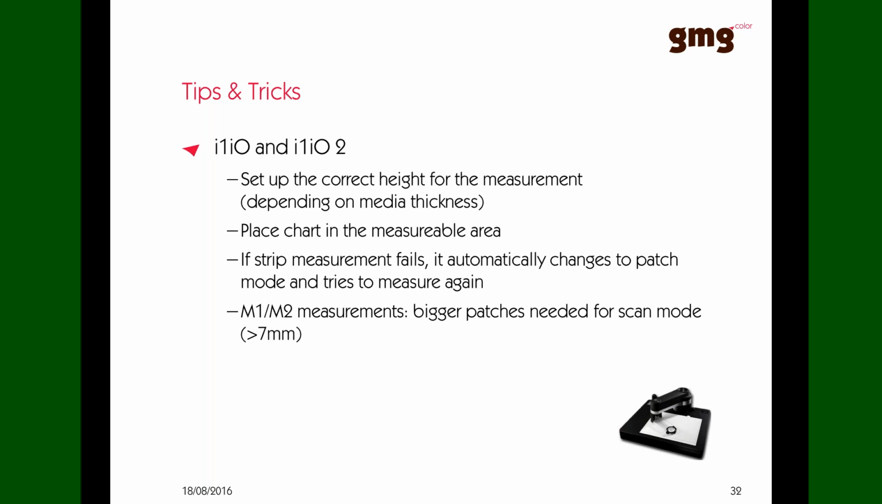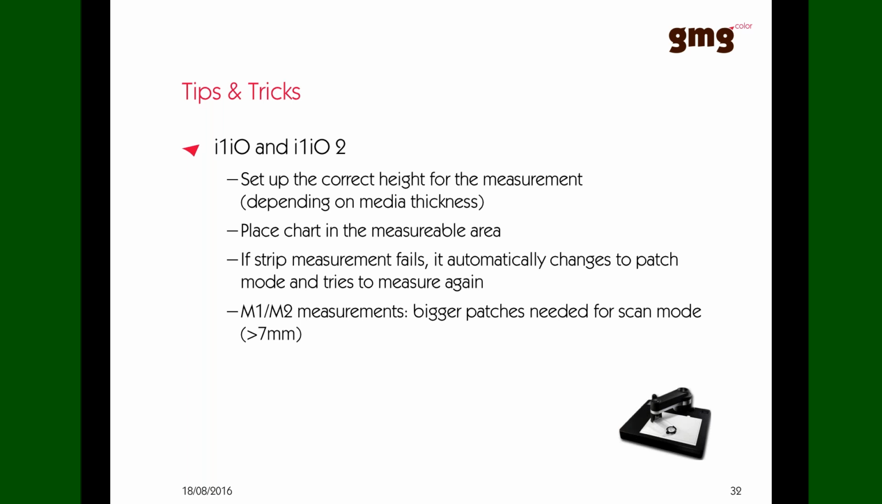One thing to keep in mind when using the i1iO and i1iO2 is that when you are measuring in M0 mode, it's possible to use 7mm patches. So a patch size of 7mm is enough. When you are using the i1iO table for M1 or M2 measurements, then bigger patches are needed in order to do the scan mode measurement.